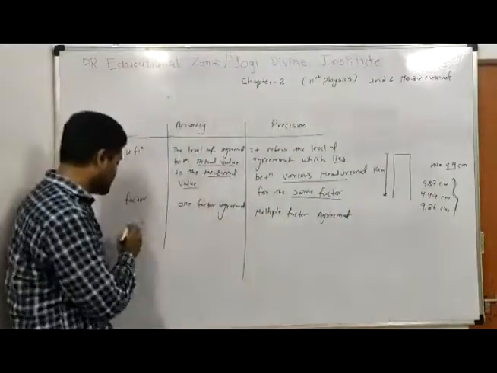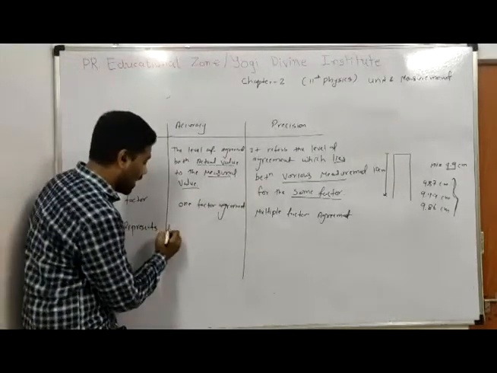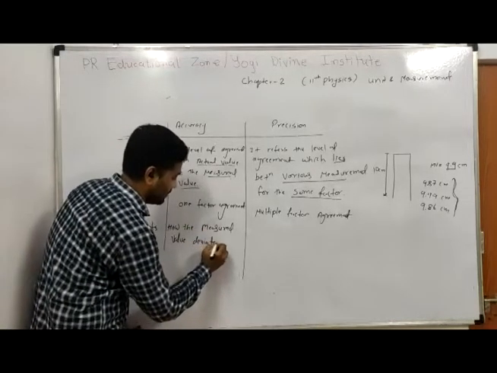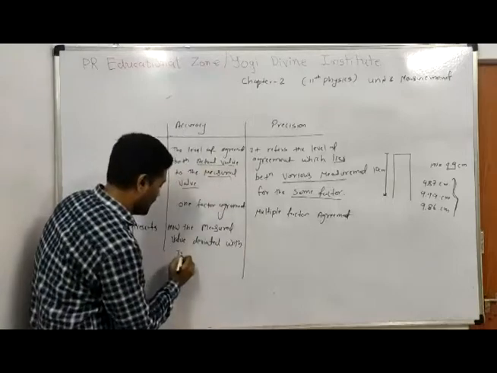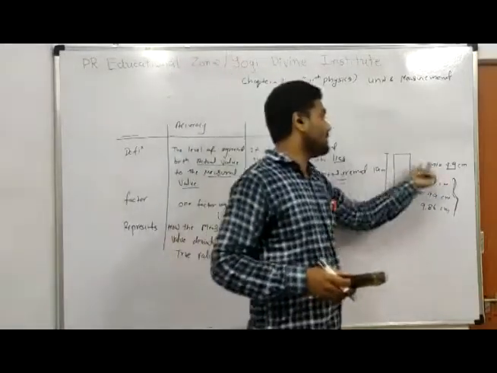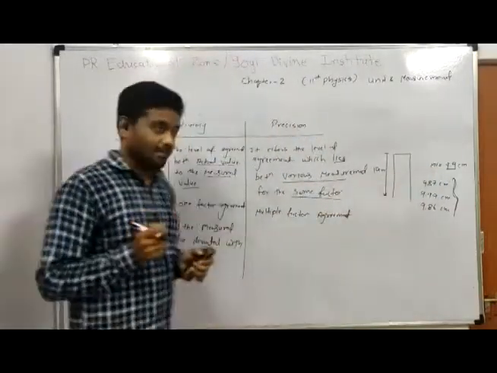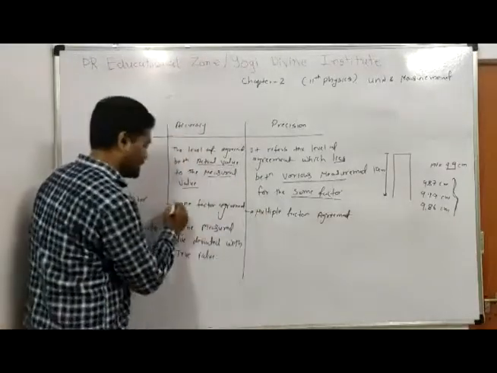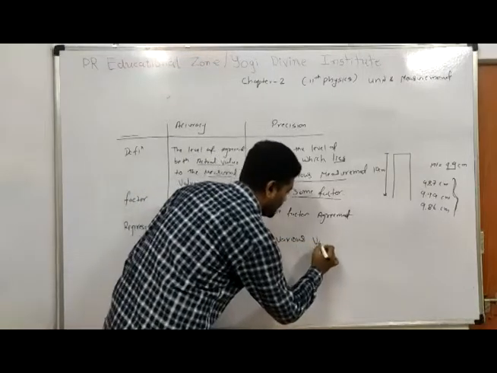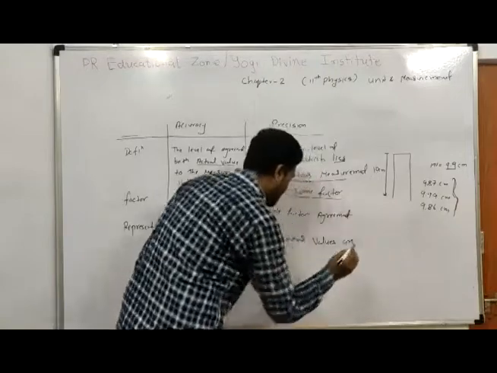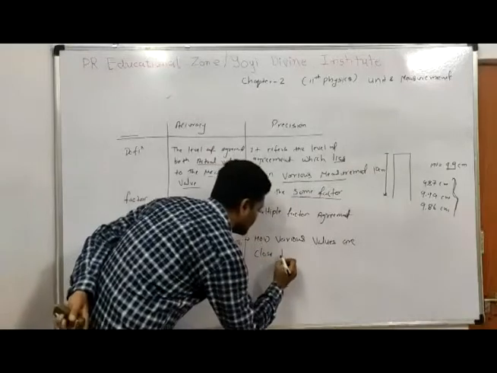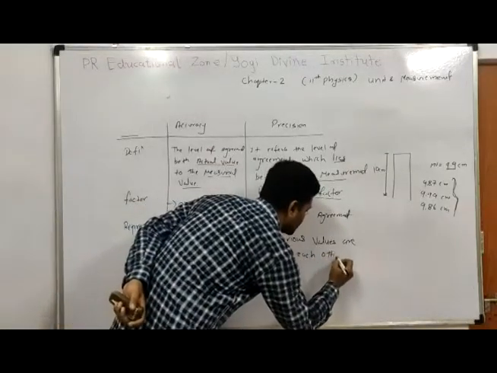Now accuracy represents how the measured value deviates from the true value. So the measured value deviates from the true value by 0.1 centimeter. But in precision, we are defining how close the various values are to each other. Understood?